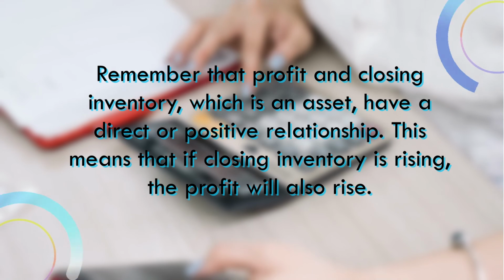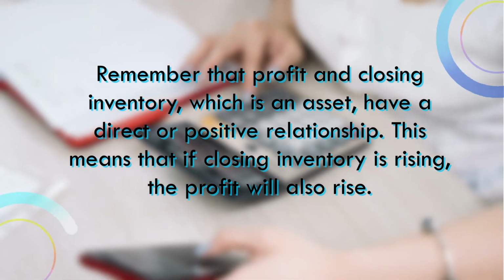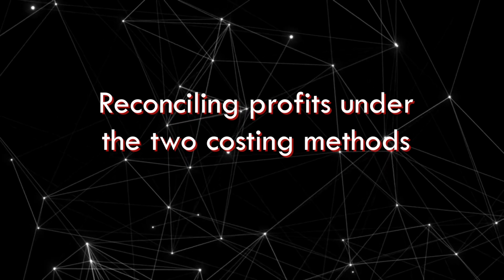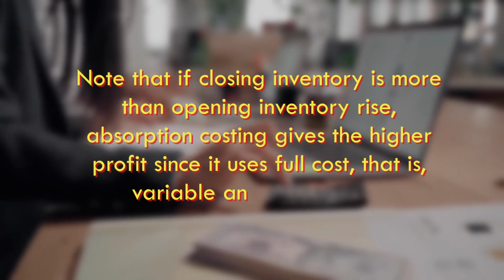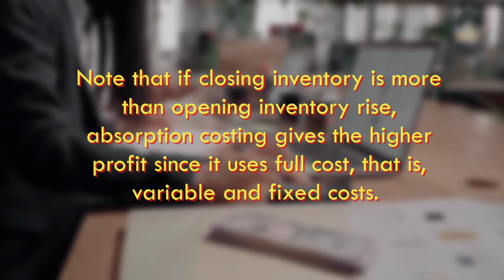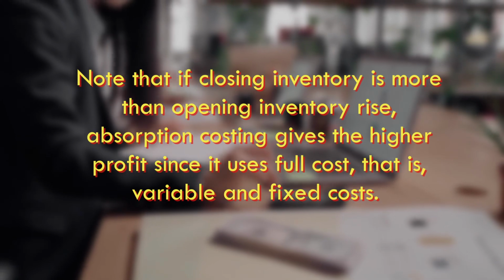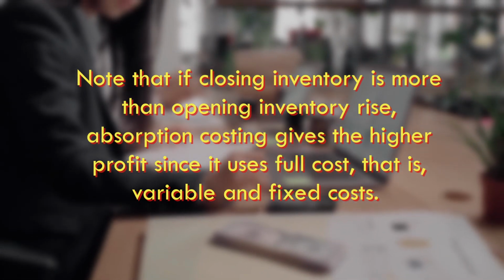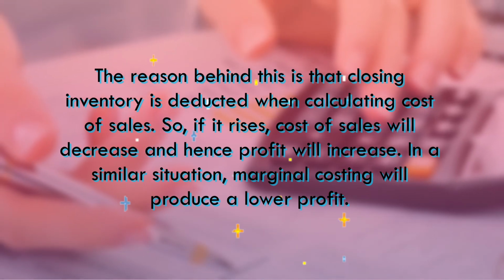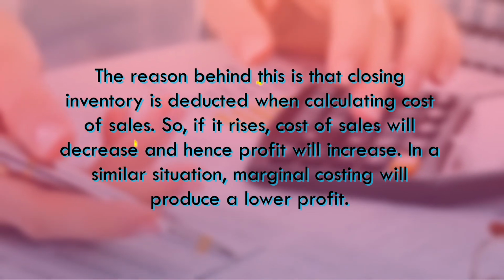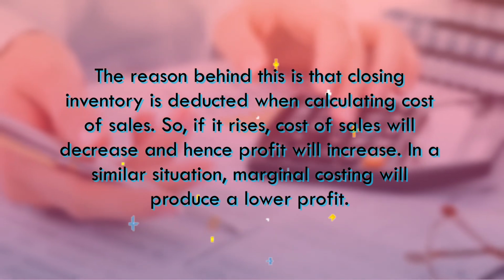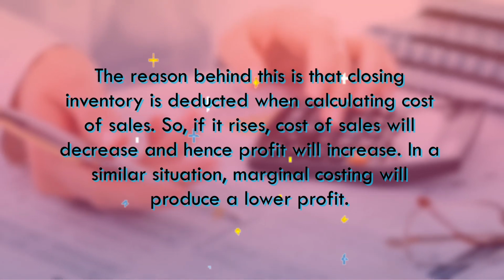This means that if the closing inventory is rising, the profit will also rise, reconciling profits under the two costing methods. Please note that if closing inventory is more than opening inventory, absorption costing gives a higher profit since it uses full cost, that is, variable and fixed costs. The reason behind this is that closing inventory is deducted when calculating the cost of sales. So if it rises, cost of sales will decrease and hence profit will increase. In a similar situation, marginal costing will produce a lower profit.